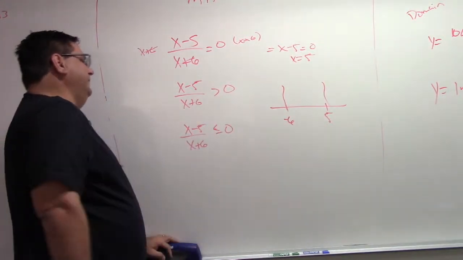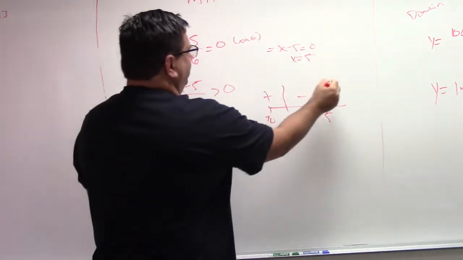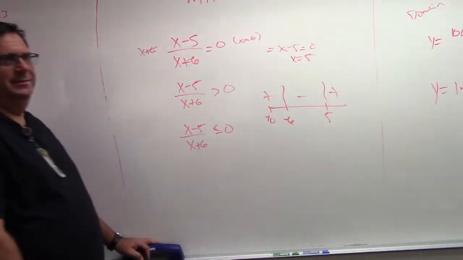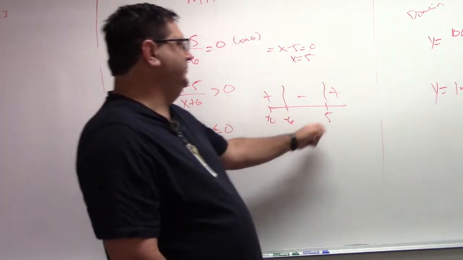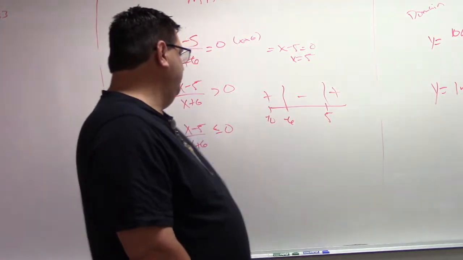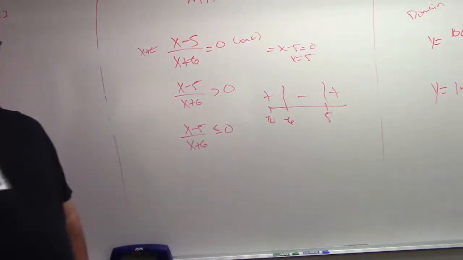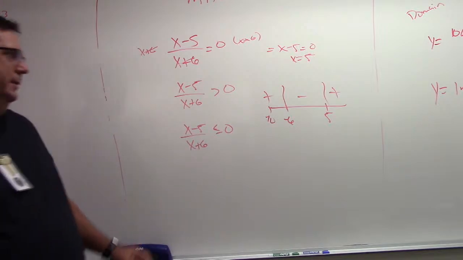Alright, number to the left of negative 6, call it negative 10. This is negative, this is negative, this is positive, negative, positive. I'll just go ahead and get to the end. Alright, when's it greater than 0? Negative infinity to negative 6, 5 to infinity. When's it less than 0? Negative 6 to 5. Which one do you include? You include the 5. Yes.